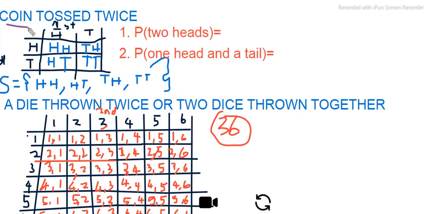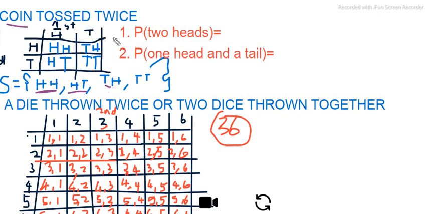It's either you have a head or you have a tail. But when the coin is tossed twice, the possible events, as we put here, are: head head, that means the first is a head, the second is a head. Head tail, the first is a head, the second is a tail. Tail head, the first is a tail, the second is a head. Tail tail, the first is a tail, the second is a tail.